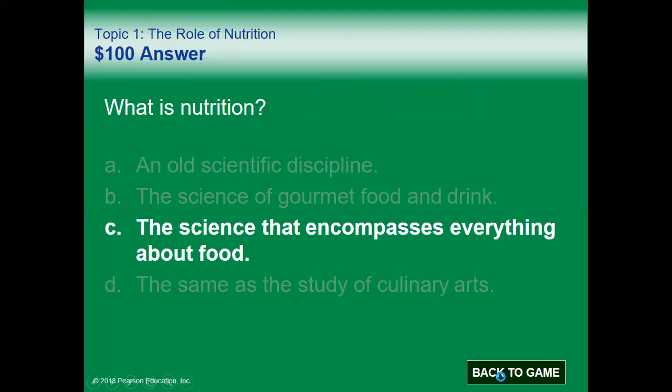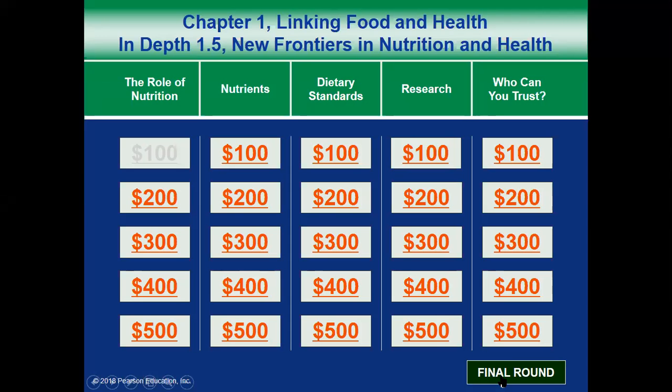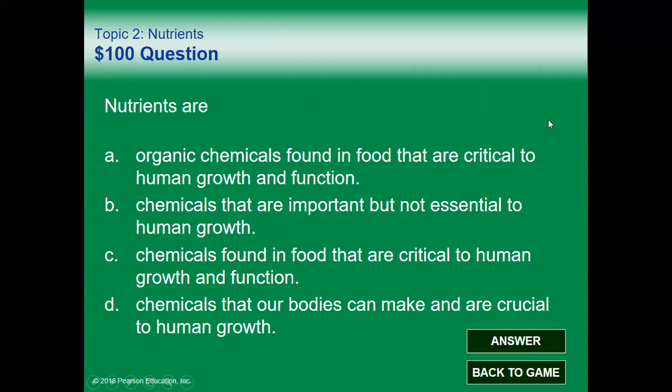The science that encompasses everything about food. Okay, now anybody can pick, or we can just go through them. You want me to just go through them to save time? Yep. Okay, so then we're going to go to nutrients for 100. This way we can try to hit a couple different chapters.